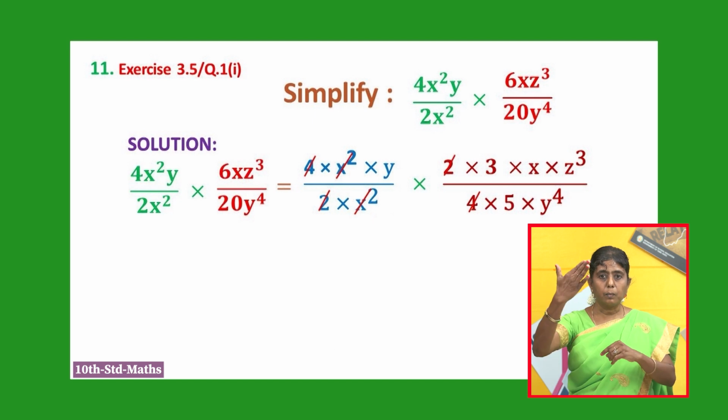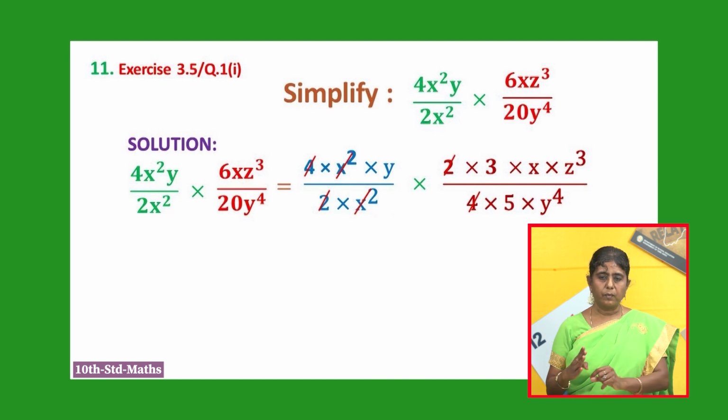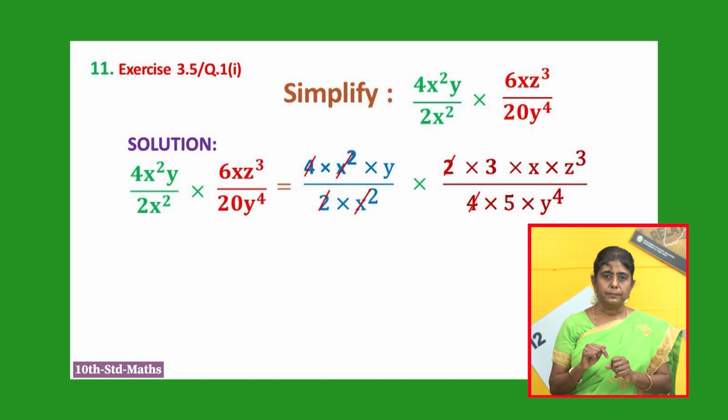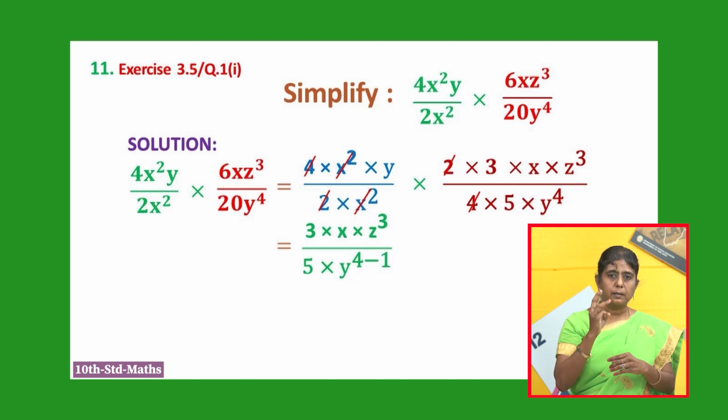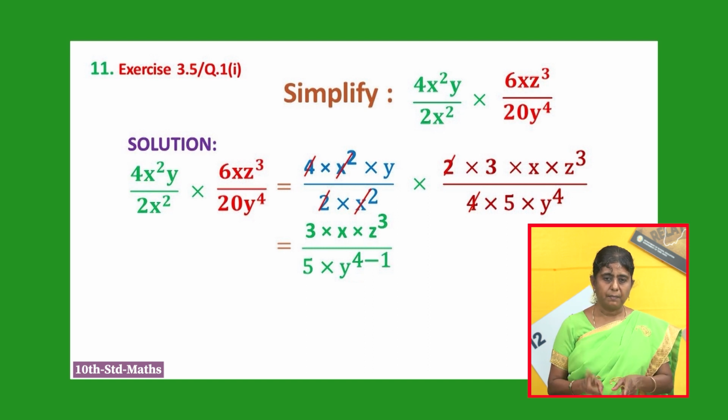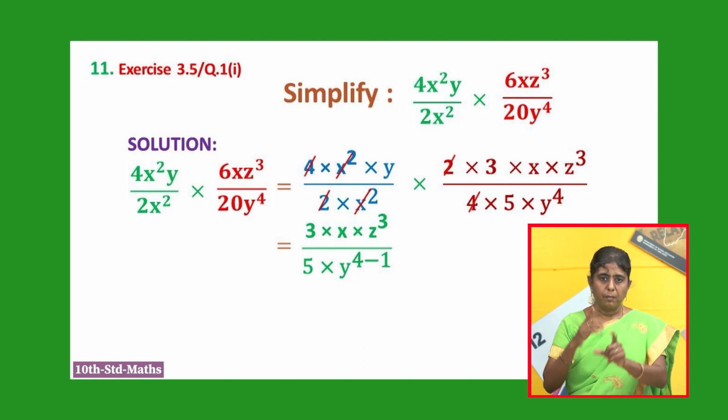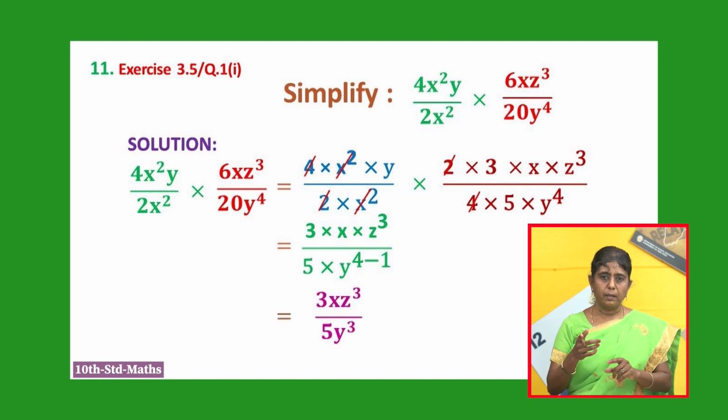But in the numerator we have y, in the denominator we have y power 4. What we have to do? We have to subtract the power. So y power is 1, y power is 4 in the denominator. So in the denominator we have to do the subtraction. So in the numerator we have x and z cube. So no x and z in the denominator. That's why we can keep it as it is. So 3x z cube divided by 5y to the power of 4 minus 1, and then that is 3x z cube divided by 5y to the power of 3. That is the answer. Now let's go for the next one.